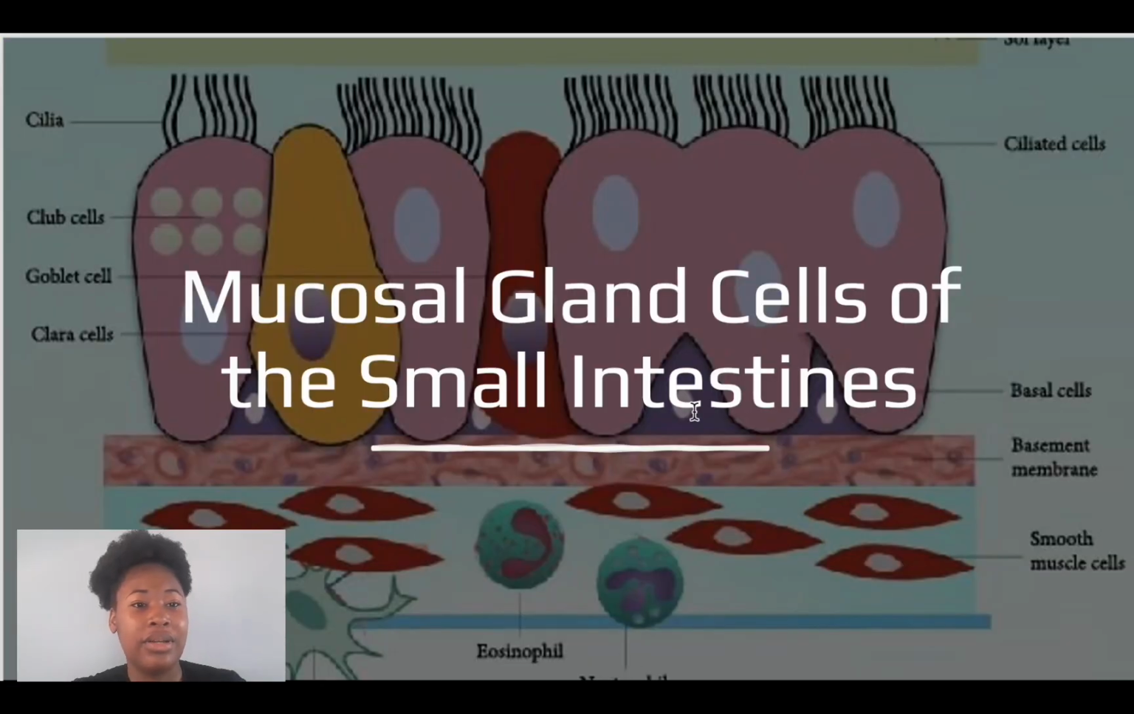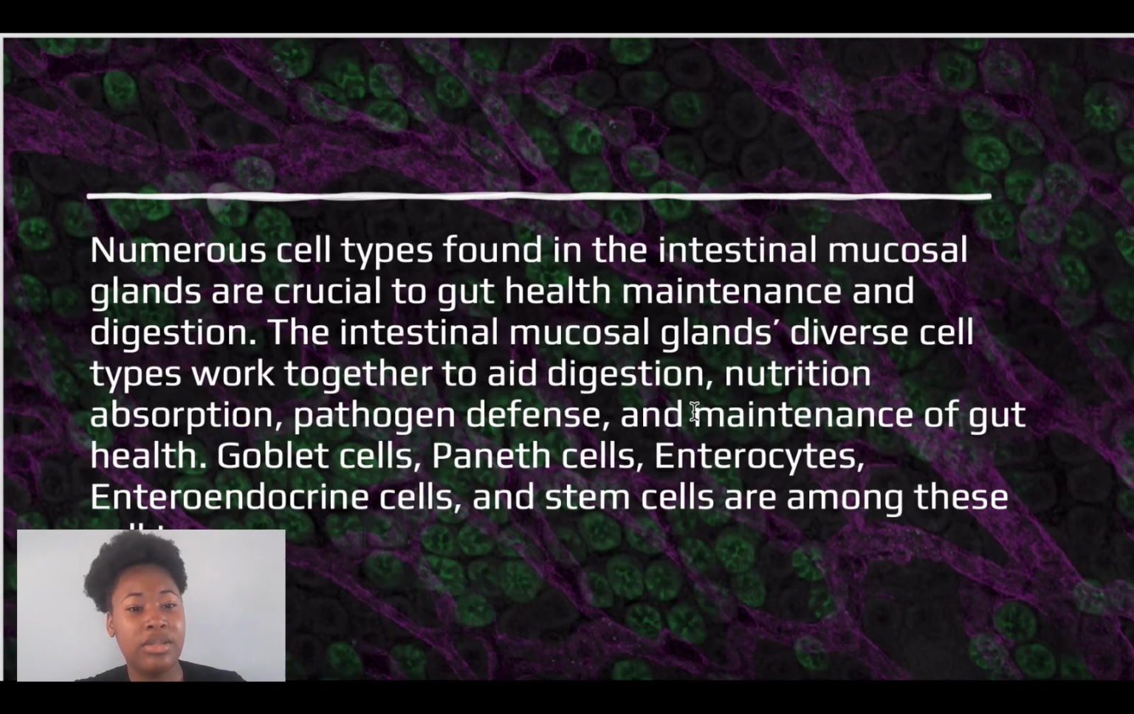Mucosal gland cells of the small intestines. Numerous cell types found in the intestinal mucosal glands are crucial to gut health maintenance and digestion. The intestinal mucosal glands' diverse cell types work together to aid digestion, nutrition, absorption, pathogen defense, and maintenance of gut health. Goblet cells, Paneth cells, enterocytes, enteroendocrine cells, and stem cells are among these cell types.